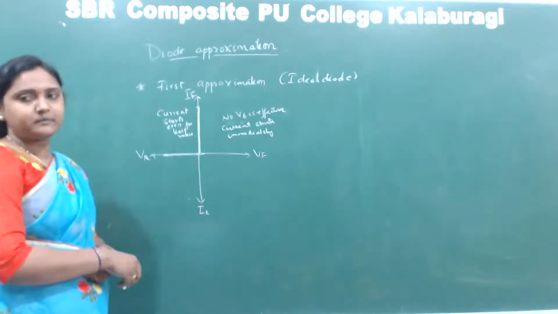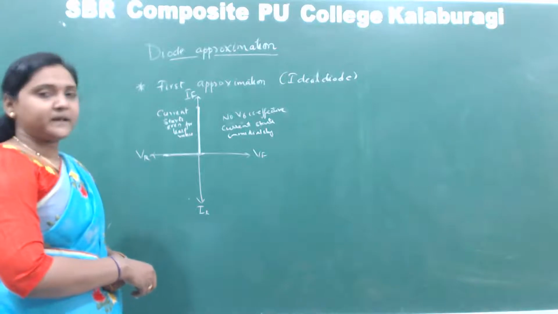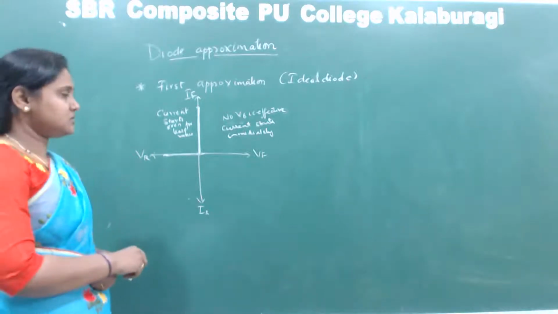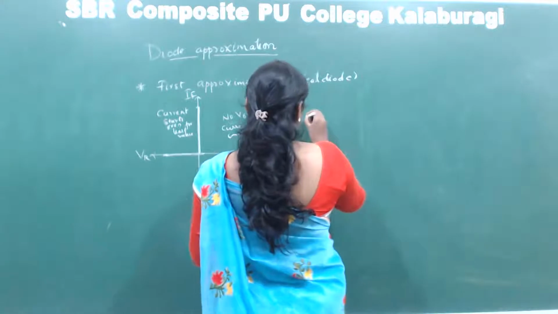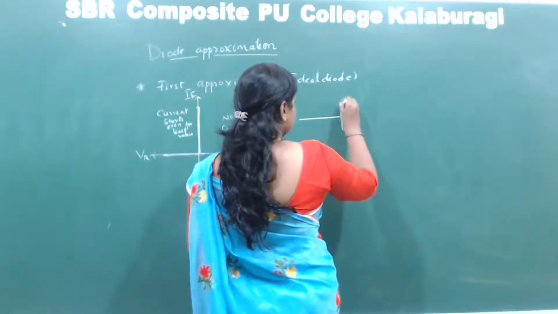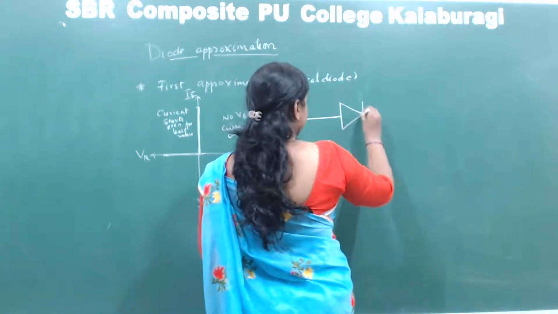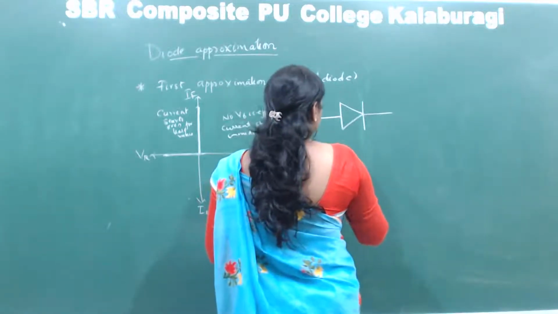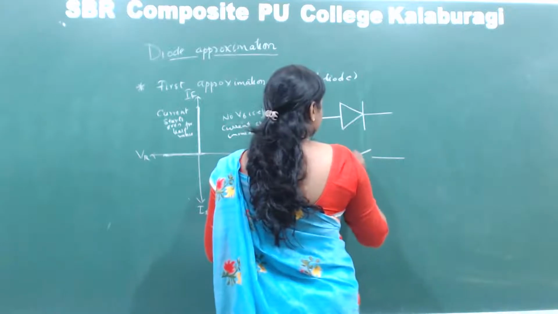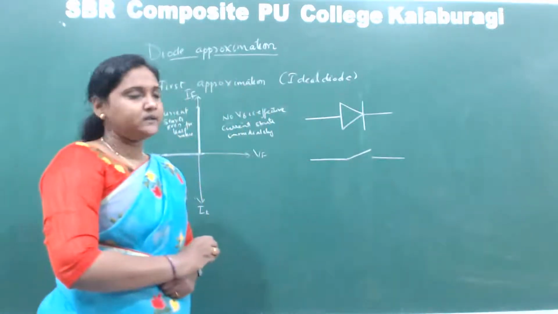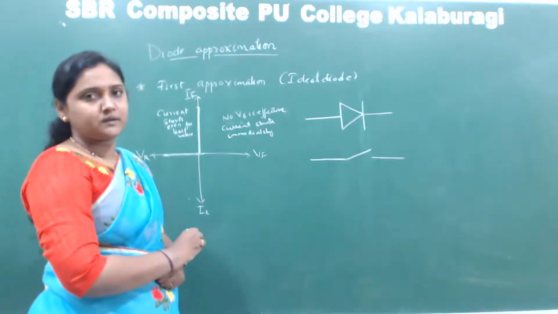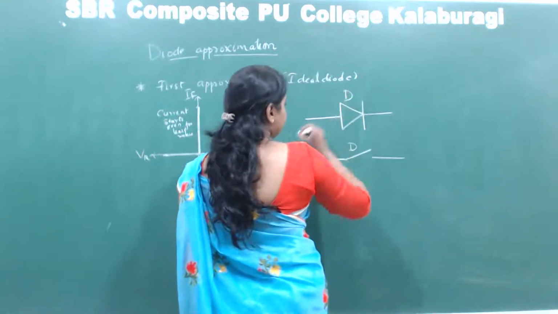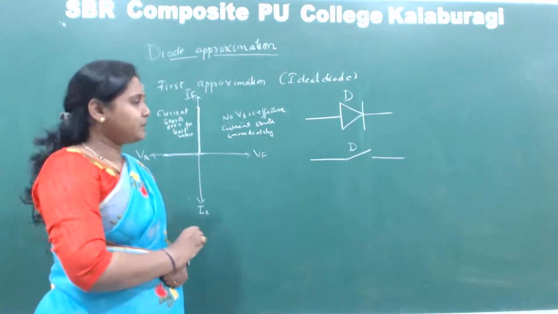This is for the forward bias. What happens in the forward bias of the ideal diode? In this first approximation, the diode is connected like this, and this diode is simply replaced by one switch. It is just replaced by one switch. Just a switch, no other component will be considered.